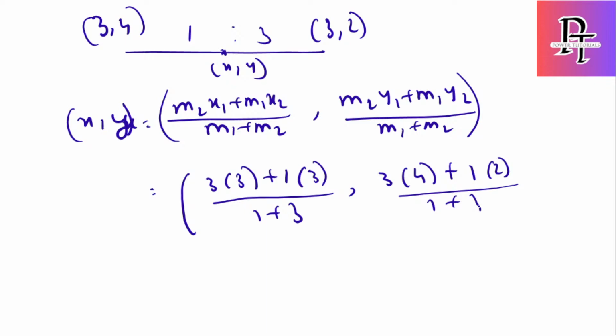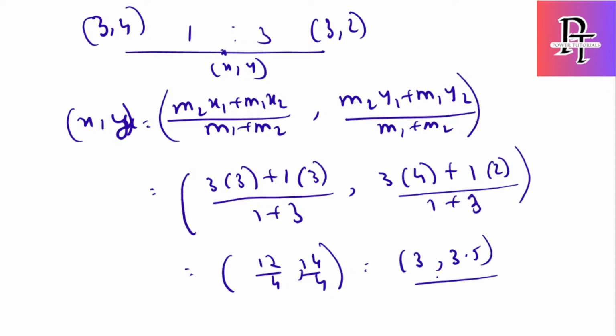So 3 plus 3 is 9, 9 plus 3 is 12, 12 by 4, comma 12 plus 2, 14 by 4. So the point is equal to 3, 14 by 4 is 7 by 2, which is 3.5. So 3, 3.5, the ratio will be 1:3. Good. Let's go to the next question.